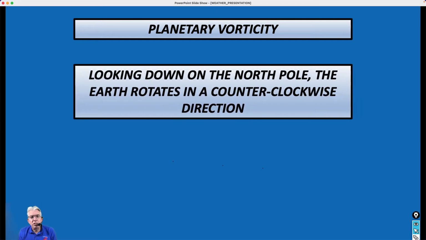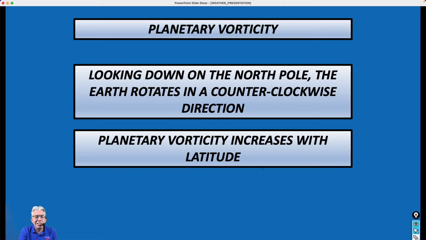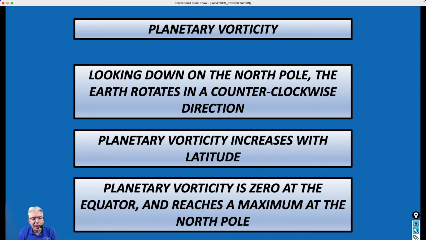First of all, if you were to look down on the North Pole from outer space, the Earth rotates in a counterclockwise direction, and planetary vorticity increases with latitude. So at the equator, it's 0, and it reaches a maximum at the North Pole. Now, for those of you that remember your trig days, this goes along the lines of being proportional to the sine of the latitude. So for those of you that remember this, at 0 degrees, the sine is 0, and at 90 degrees is 1. And so basically that's why it maximizes at the North Pole.